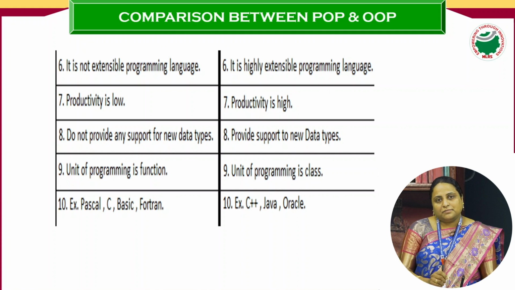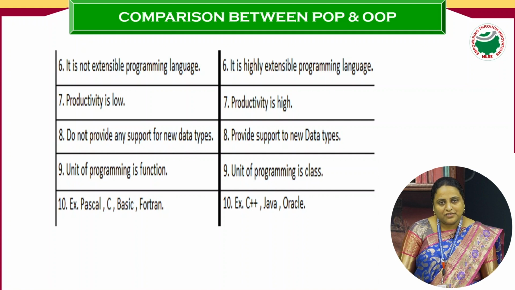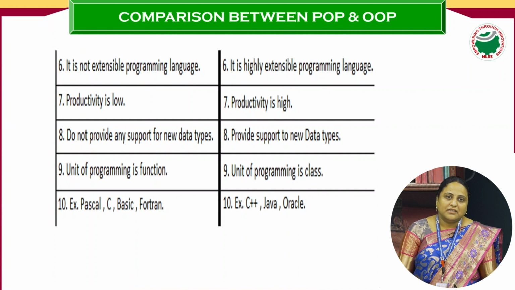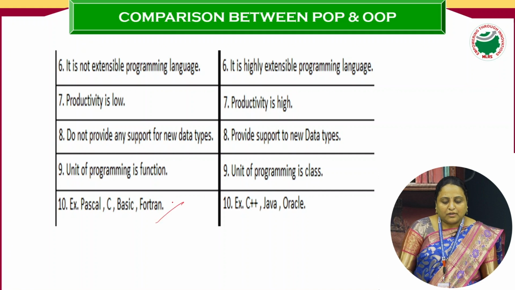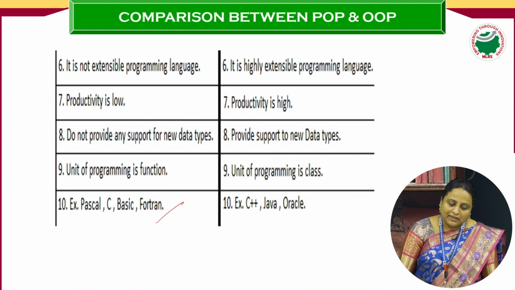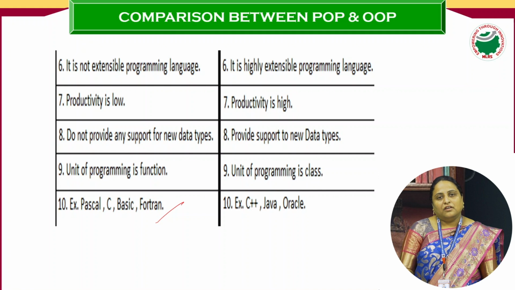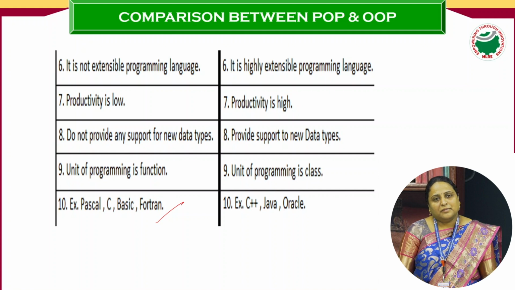Here the main concept is the function, and in object oriented programming the main concept is the class. The examples given under procedural oriented programming are Pascal, C, Basic and Fortran. So these are different programming languages.